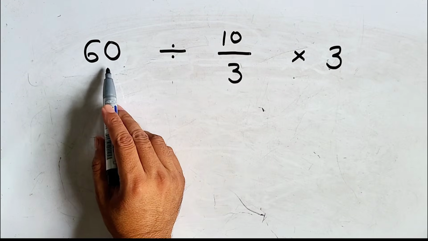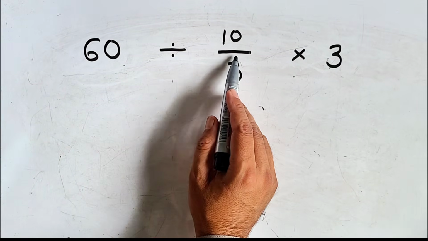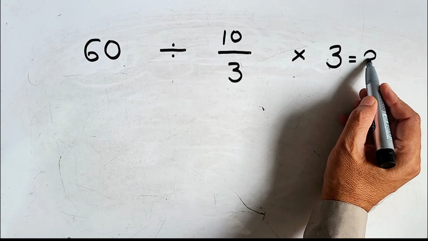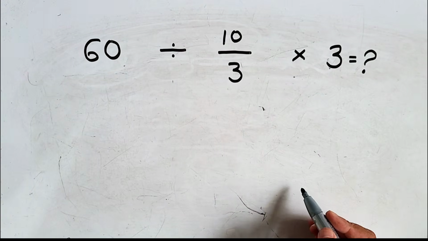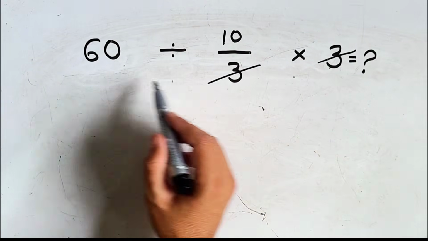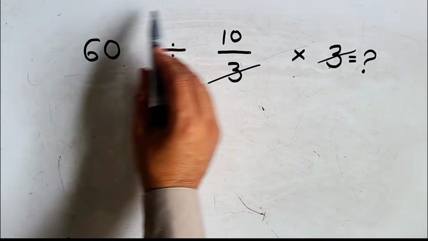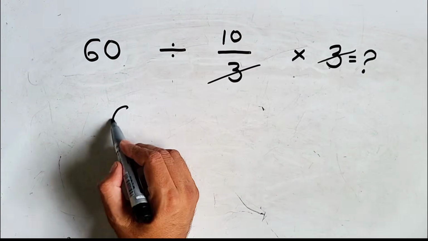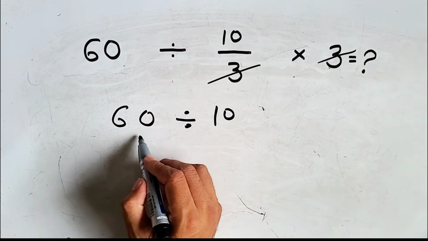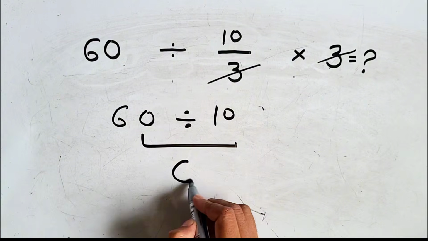I have a question: 60 divided by 10 over 3 times 3. What will be the answer for this question? It is simple because this 3 and this 3 are cancelled, and this will be our remaining portion: 60 divided by 10, which equals 6.